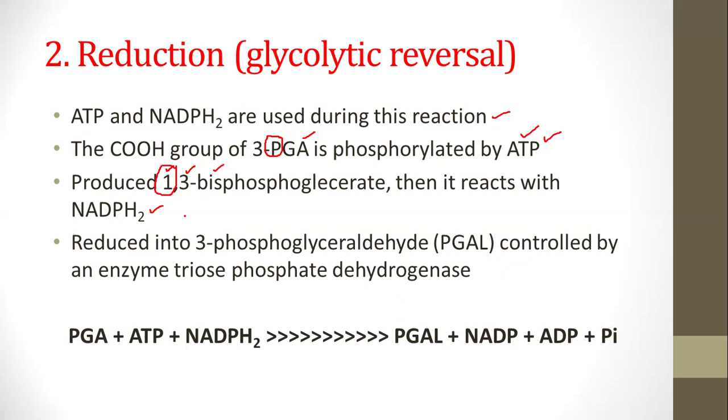Then it reacts with the NADPH2. Then it is reduced into 3-phosphoglyceraldehyde molecule, controlled by the enzyme triose phosphate dehydrogenase. In this equation, we can see that the 3-phosphoglyceric acid plus ATP plus NADPH2 produced the 3-phosphoglyceraldehyde molecule, NADP plus ADP plus inorganic phosphate.